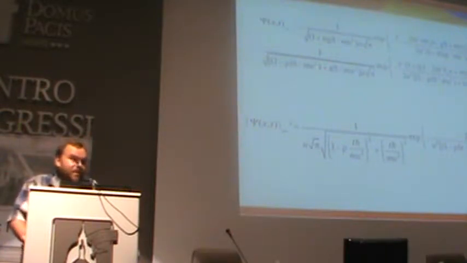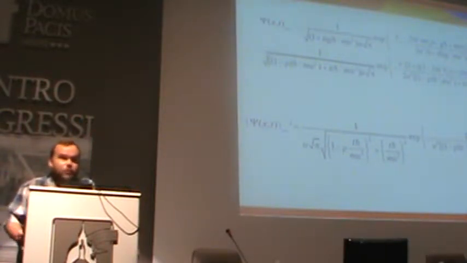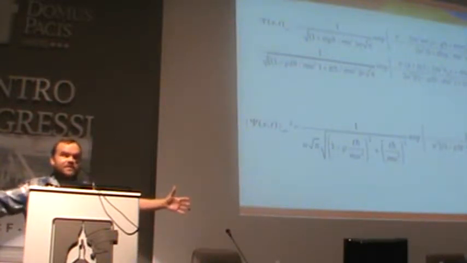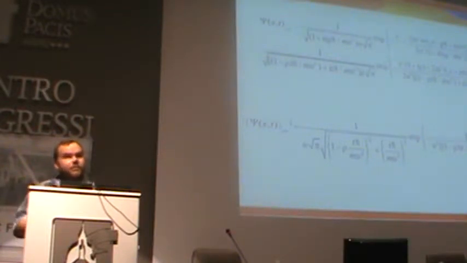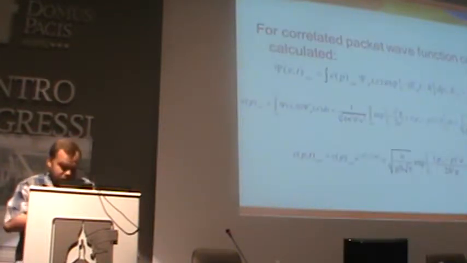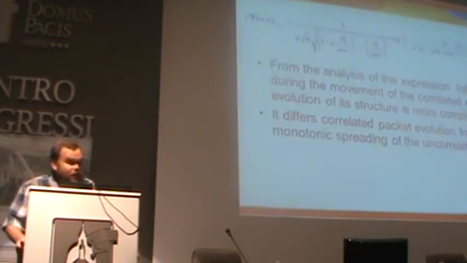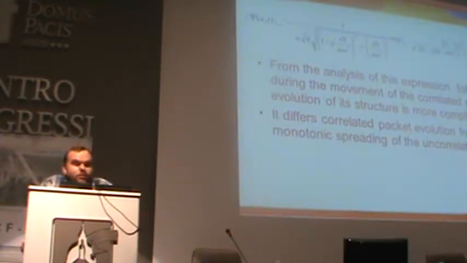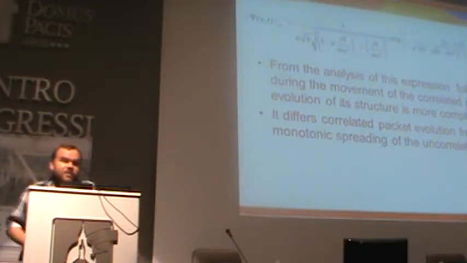What is the main idea? The main idea is, as I've already told you, that during its motion it is not only spreading in space and decreasing in amplitude. Its evolution is much more complicated. From the analysis of this expression it follows that during the motion of a correlated packet, the evolution of its structure is more complicated. It differs from the monotonous spreading of an uncorrelated packet.